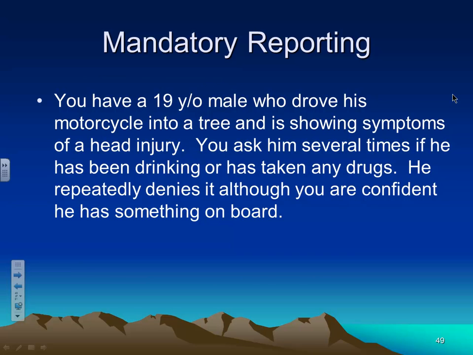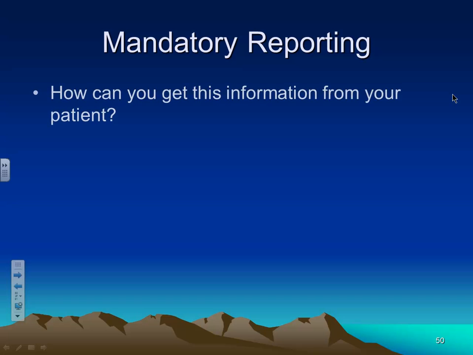Oh my God. You have a 19-year-old male who drove his motorcycle into a tree and he's showing symptoms of a head injury. You ask him several times if he's been drinking or taking any drugs. He repeatedly denies it, although you are confident he's got something on board. How are you going to get this information from him? Brian, how are you going to get that information from him? You can't assault him or batter him in any way.